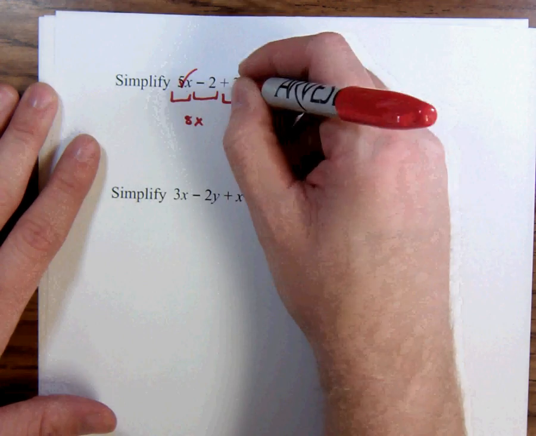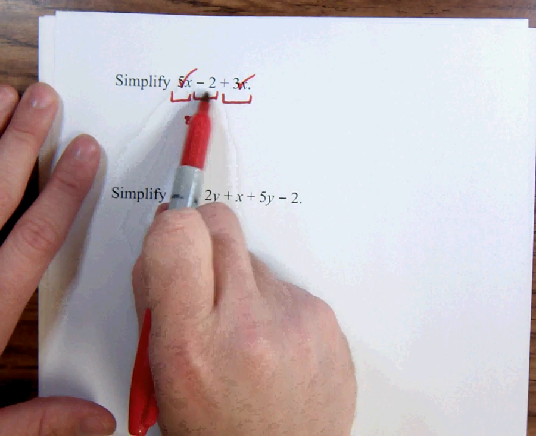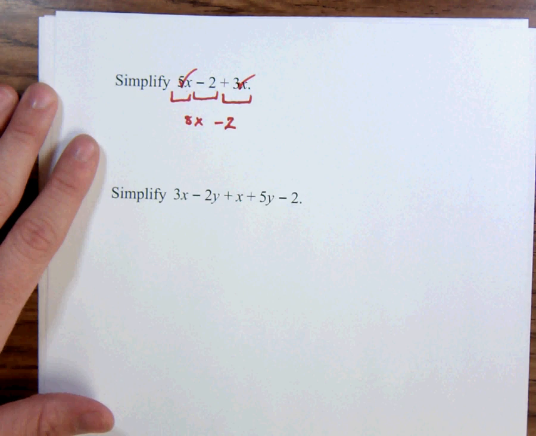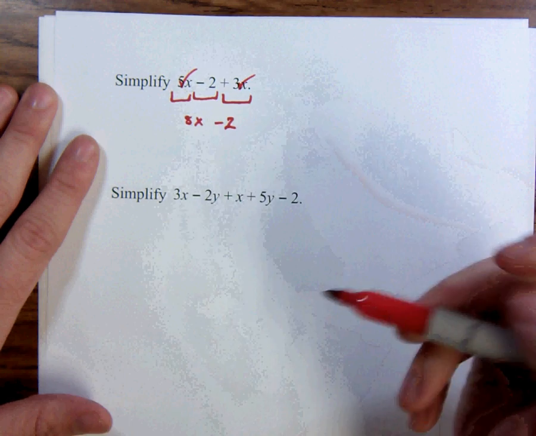And maybe just check those off. And then all I'm left with is the negative 2. So this is 8x minus 2. And that's as simple as that goes.